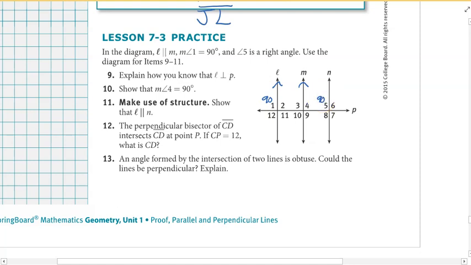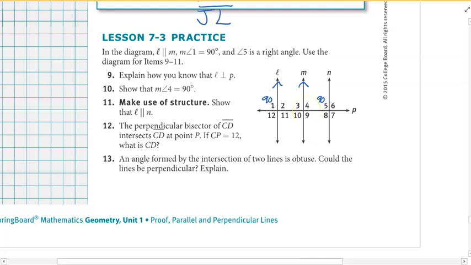Use the diagram here. Explain how we know that L is perpendicular to P. That's the definition of perpendicular, or right angle. Perpendicular means intersect at 90 degrees. A right angle is 90 degrees. Show that the measure of angle 4 equals 90.